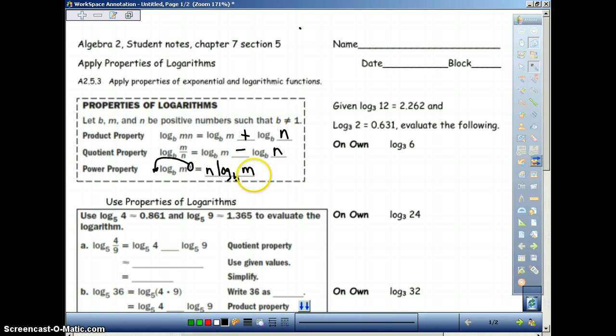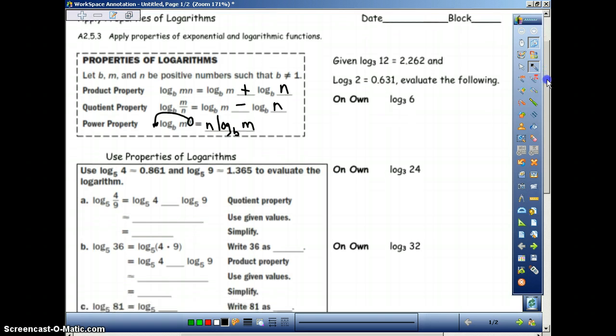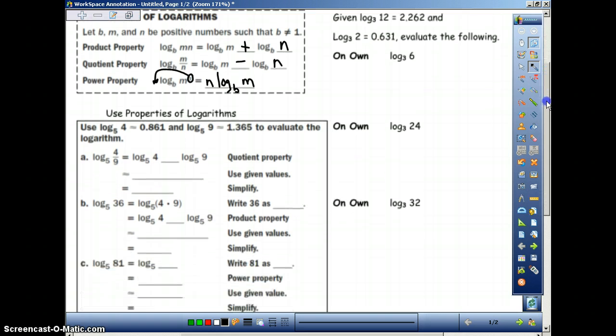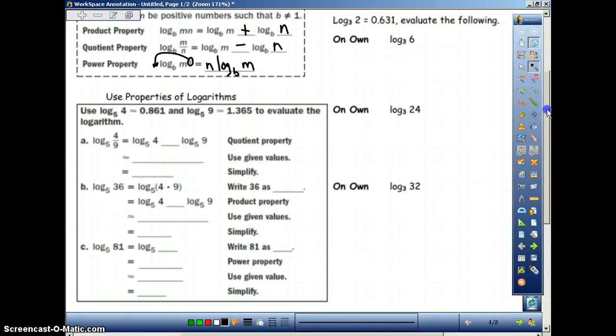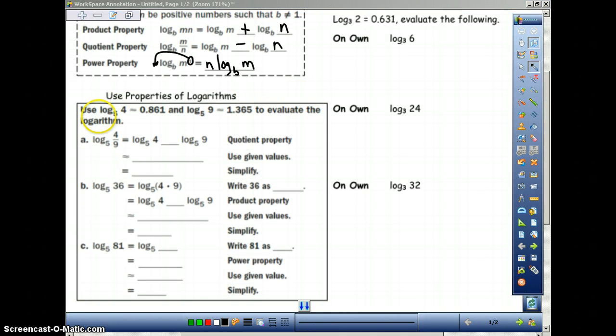Okay, real simple. So now we're going to go through a few examples to illustrate how this can be used. And again, this isn't really hugely important now that we're in the day and age of calculators and things like that. But let's go through these. Basically what we're given in these examples is the logarithm base 5 of 4, and they're giving us the logarithm base 5 of 9. So we're going to use these two to evaluate some of these.